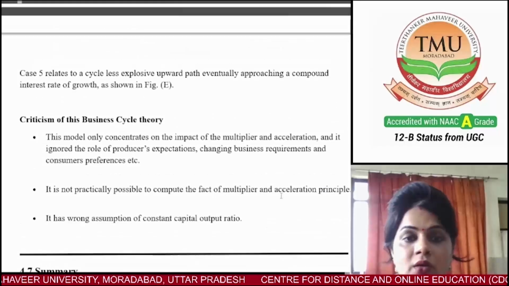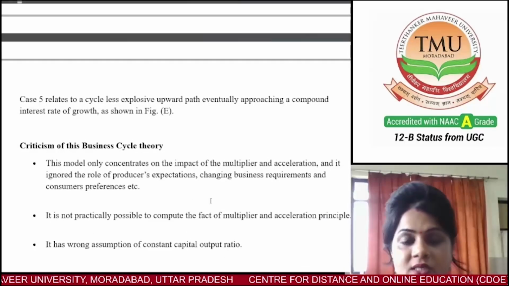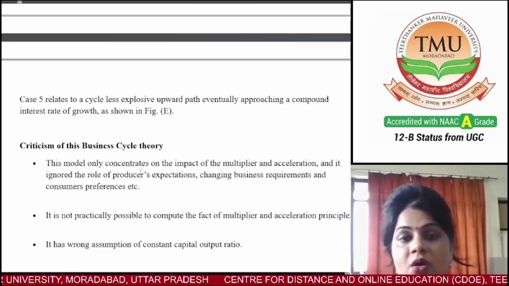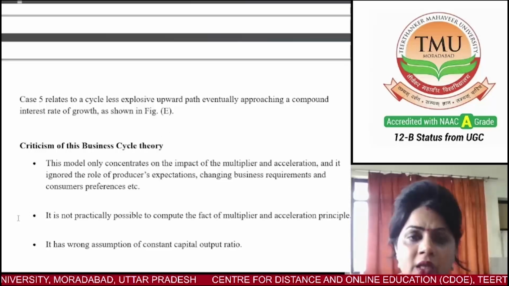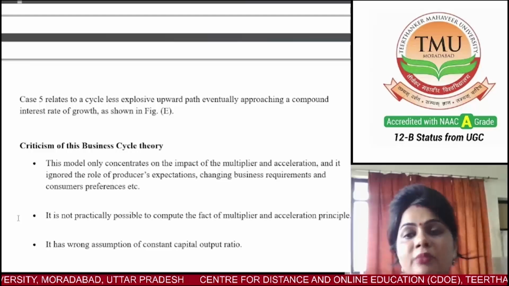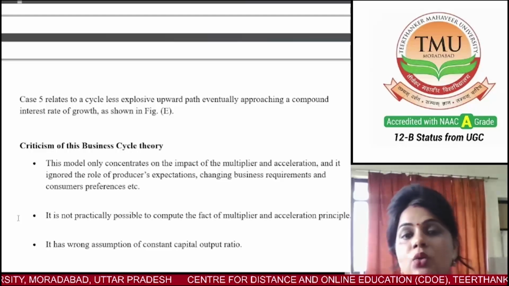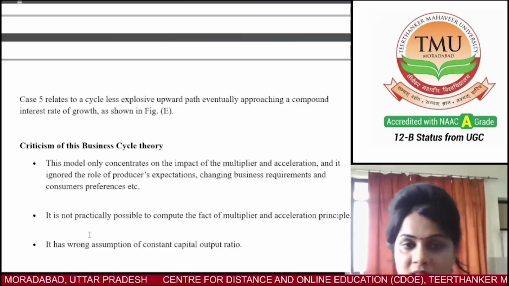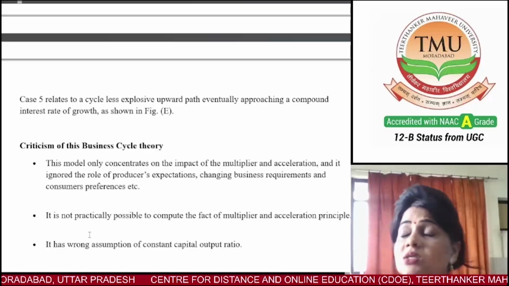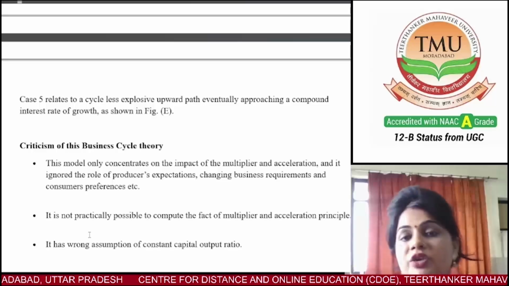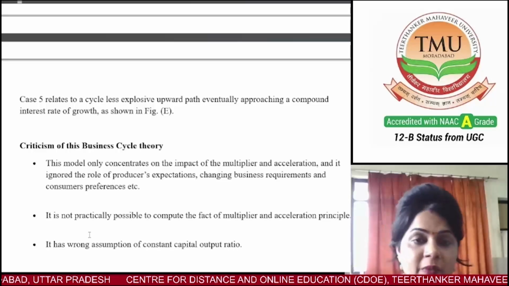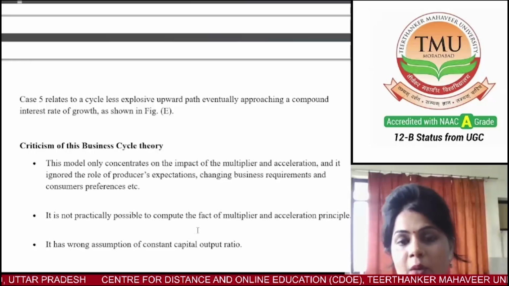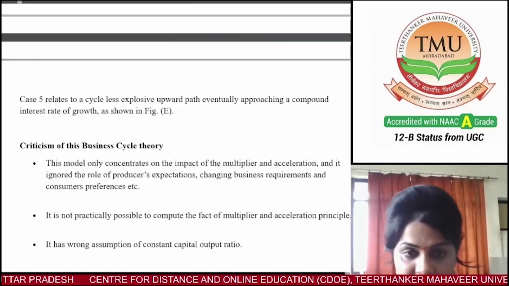Now we discuss the limitations of the business cycle theory, hoping you understood all the diagrams. This model only concentrates on the impact of the multiplier and the accelerator. It ignores the roles of producer expectations, changing business requirements, and consumer preferences, because it doesn't take into account innovations and businessmen's expectations. It is not practically possible to compute the effect of the multiplier and accelerator principle.